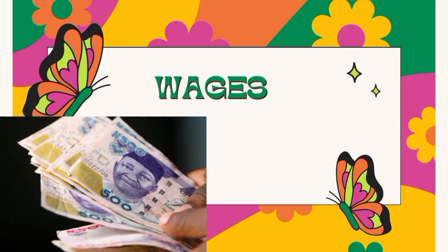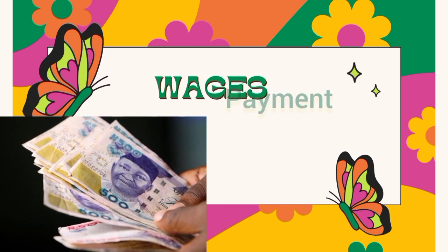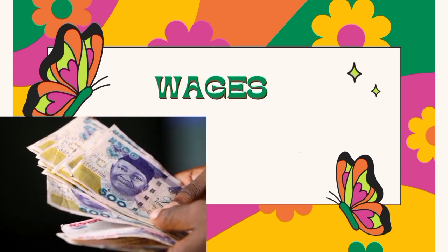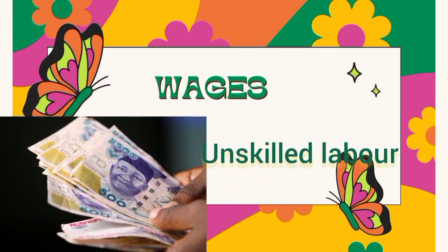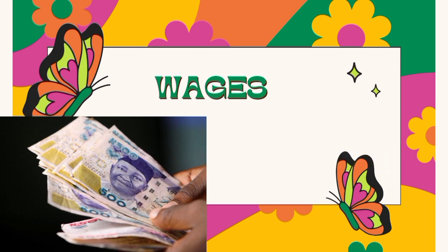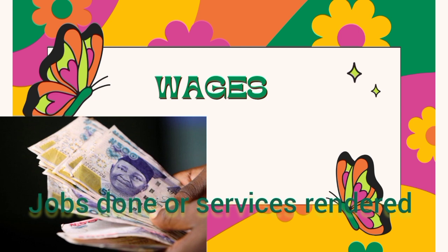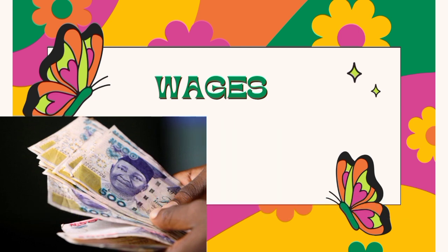The next is wages. Wages are payments made to unskilled labor by a business or organization for jobs done or services rendered. Wages are usually paid to manual workers, either daily, weekly, or monthly. So, this is another way of paying workers.